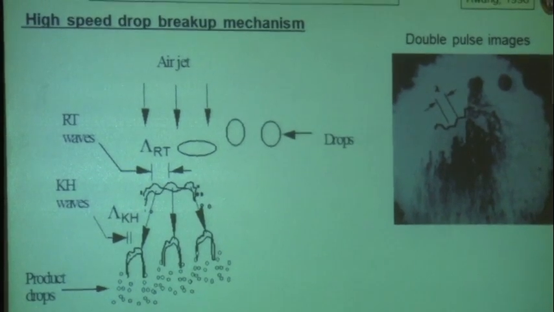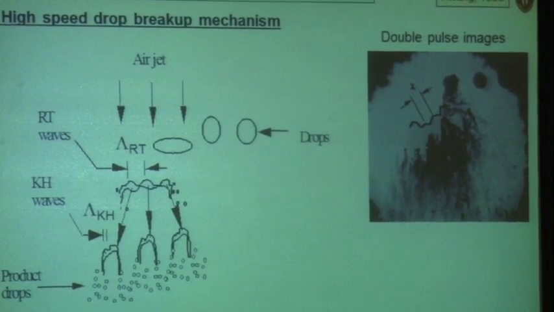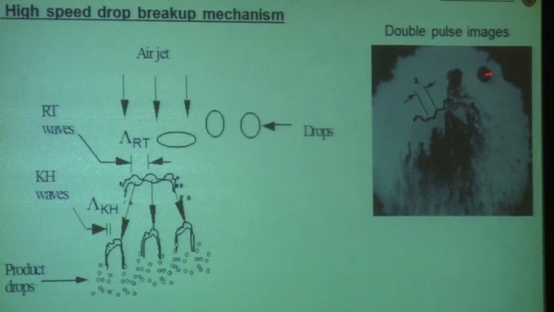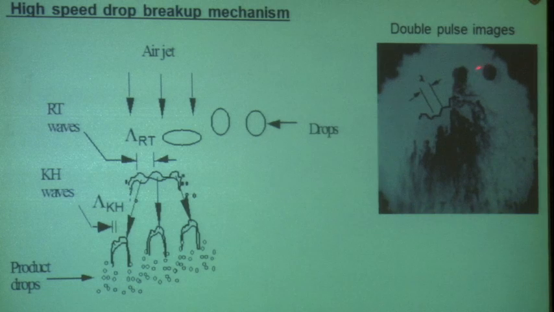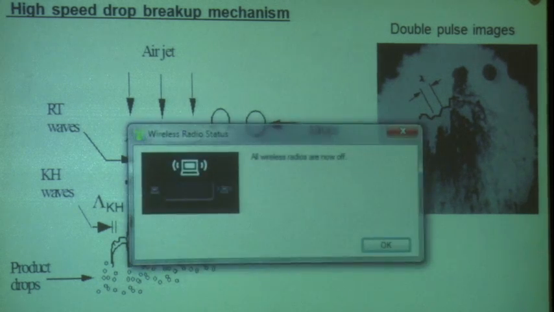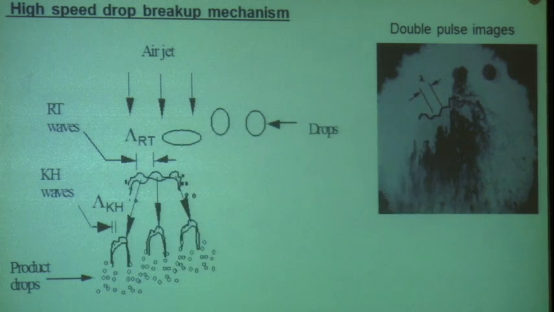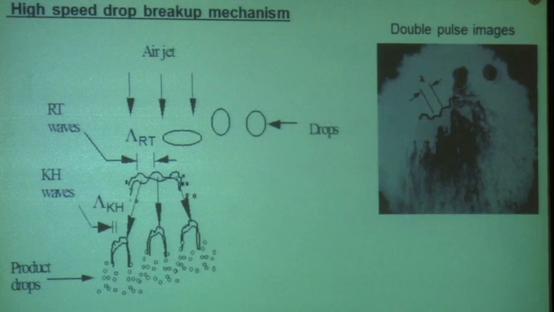In this case, the droplets are entering from the right and moving left. So here's a droplet before it sees the high velocity gas jet. And right here, you see evidence of the droplet starting to deform. And in these particular images, these were double pulse images, so you could see the droplet at 2 instants in time.